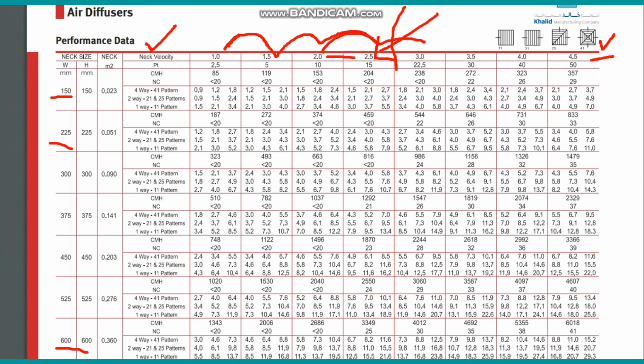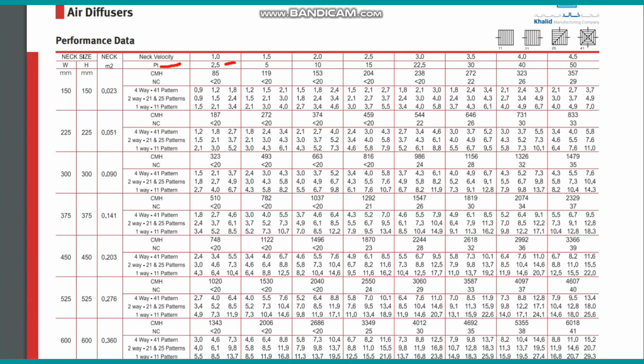The second important thing you can see here is the static pressure. This is one of the important things. So PT means the static pressure. They have given the value in Pascal here. So 2.5, 5, 10, 15 like that. So the maximum Pascal you can consider is 10 Pascal. It's a practical thing. We are normally following that one. If it is not mentioned particularly in project specification, you can consider maximum as 10 Pascal.